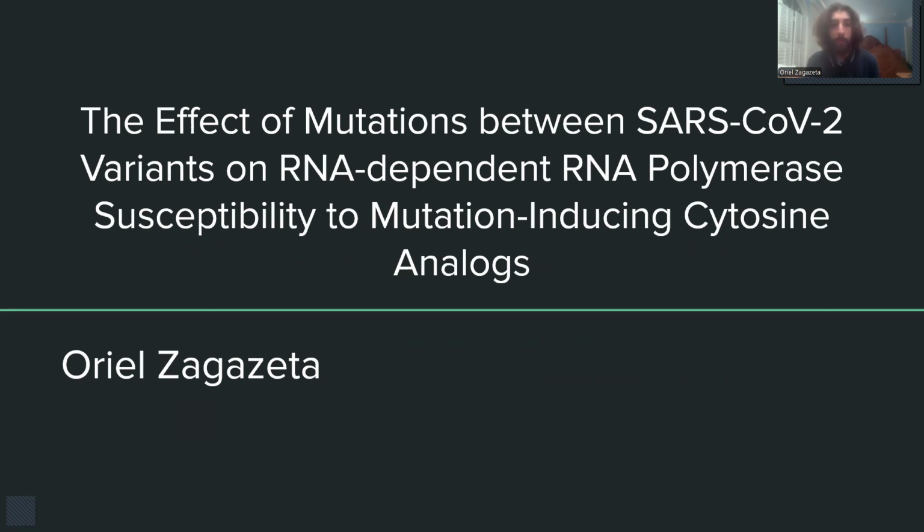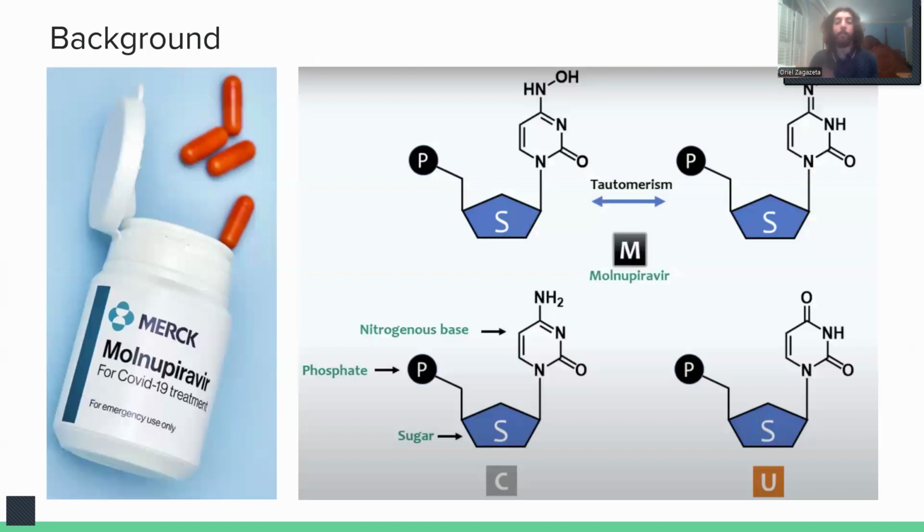Hi, my name is Oriel Zagazeta, and my project is the effect of mutations between SARS-CoV-2 variants on RNA-dependent RNA polymerase susceptibility to mutation-inducing cytosine analogs. So basically, there are these mutation-inducing cytosine analogs that are anti-COVID drugs. The specific one that I looked at in this project is Molnupiravir.